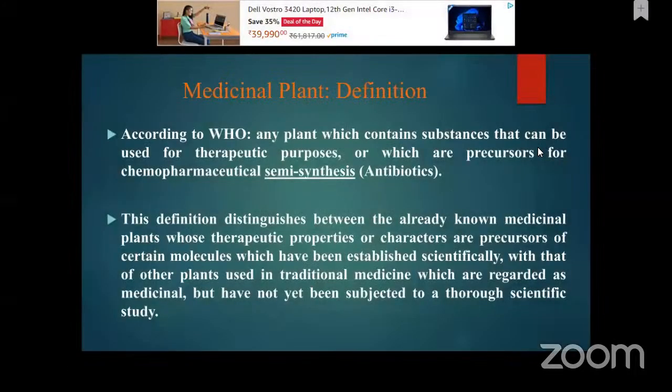Sir, what is Aboriginal people? So the people belong to that area, the native area. Okay, so they originated in that area. So, what is a medicinal plant, right?